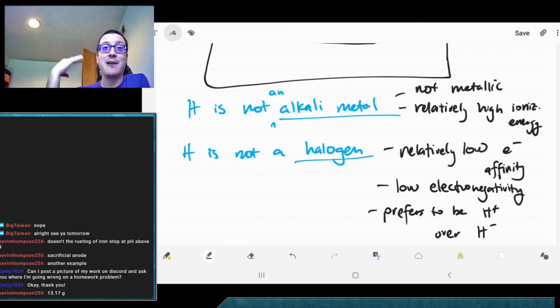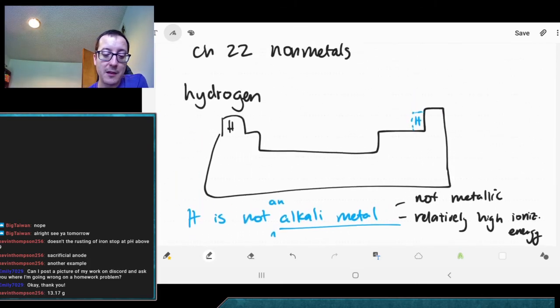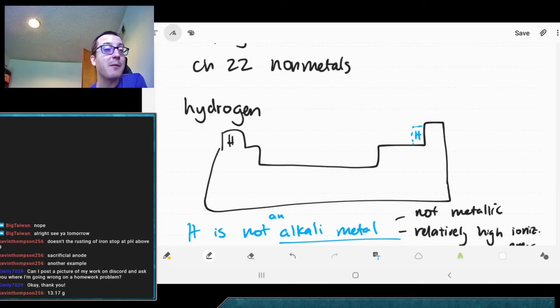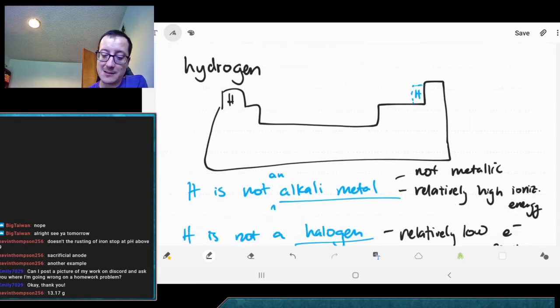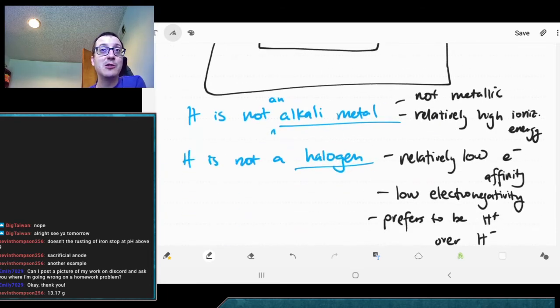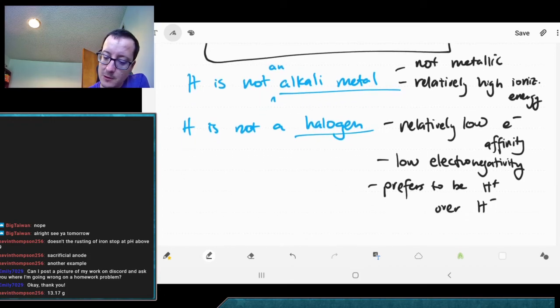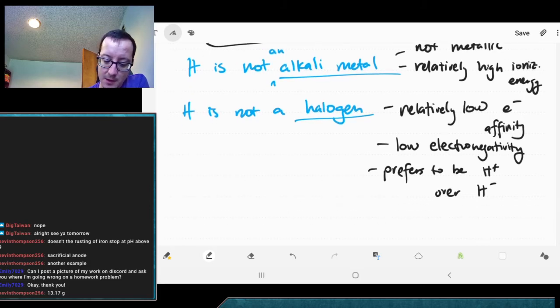So hydrogen doesn't have a special group. In this chapter, we're going to talk about groups of things. We're going to talk about halogens. We're going to talk about group 6 elements. But hydrogen gets its own thing because it doesn't really have a group, because it's not really fitting in to its closest neighbors. So let's talk about what hydrogen can do.